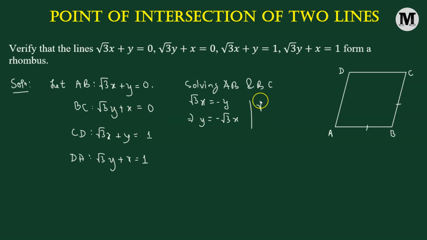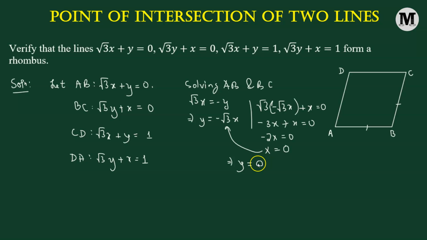So here we have square root of 3y. Now in place of y, we'll replace it with negative square root of 3 times x, added to x equals 0. So that gives us negative 3x plus x equals 0. So what we have here is negative 2x equals 0, or simply put, x comes out to be equal to 0. So we have x equals 0, and when we substitute back into the equation, the corresponding y value comes out to be equal to 0 as well. So here we have obtained the coordinates of point B. So that is (0, 0).